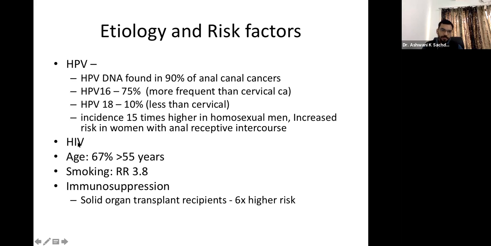Other etiological factors are HIV infection. HIV infected people have a high propensity for developing anal canal cancer, and it increases with increasing age, with 67% developing cancer after the age of 55 years. Smoking is also a risk factor with a relative risk of about 3.8, and immunosuppression, whether because of HIV or due to solid organ transplant, increases the risk of anal canal cancer. In solid organ transplant recipients, it is 6 times that of the normal population.